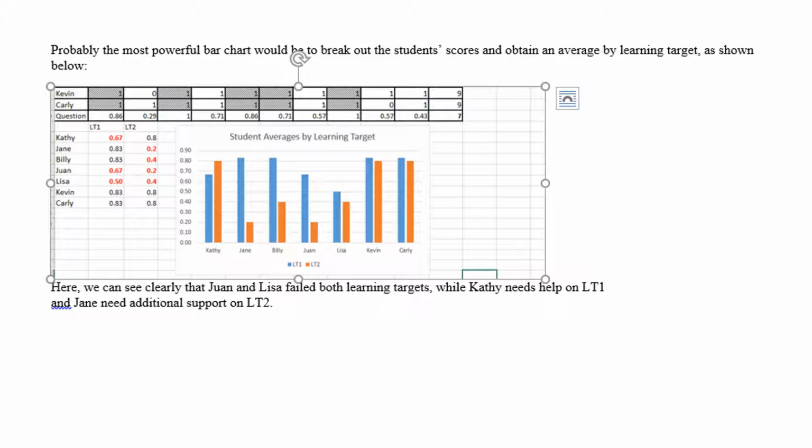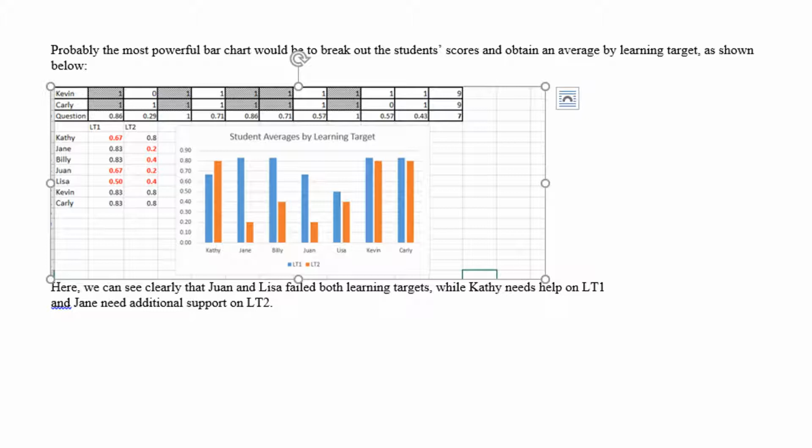So if a student hits 80% or greater, we would consider that he or she has mastered the standard. Similarly, Carly got very similar scores. But you can look at, for example, Jane and see that Jane struggled with learning target 2. She got an 83% on learning target 1 and a 20% on learning target 2. And so that's below where she should be, below the 80%. So I've highlighted in red the student scores that fell below 80%. So you can see very clearly what students need to work on.